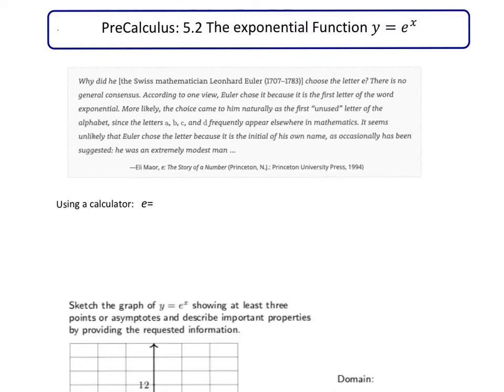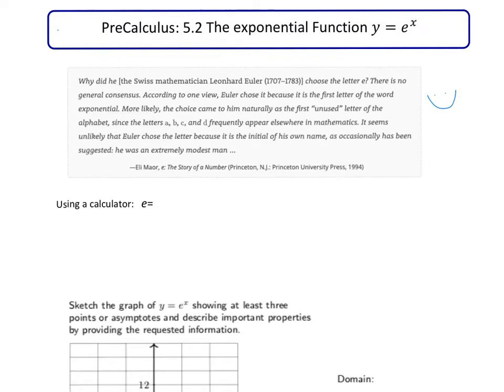So I found this little blurb about where the letter e came from. It's from Euler, but there's actually an interesting reason about it. I know some of you might not be interested, but it's pretty cool. There's no general consensus about why he chose e. Some thought it was because it was an unused letter. You know, a, b, c, and d are used a lot in equations. But others think it might be because it's the initial of his name. But he's a modest man. So, if anything, that could just make you smile. It's just a fun fact.